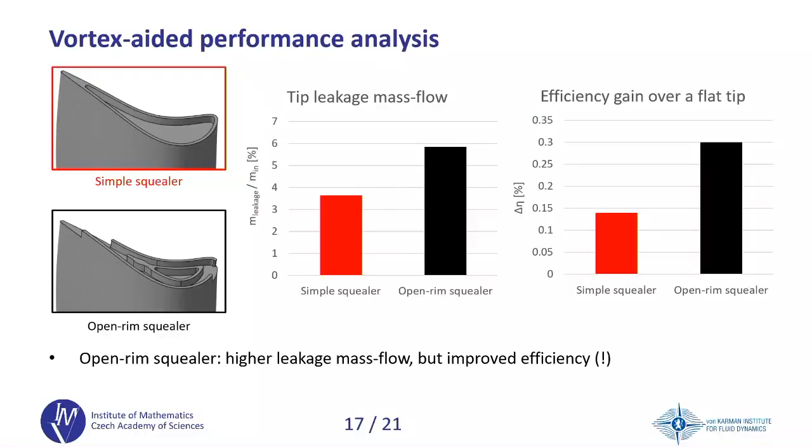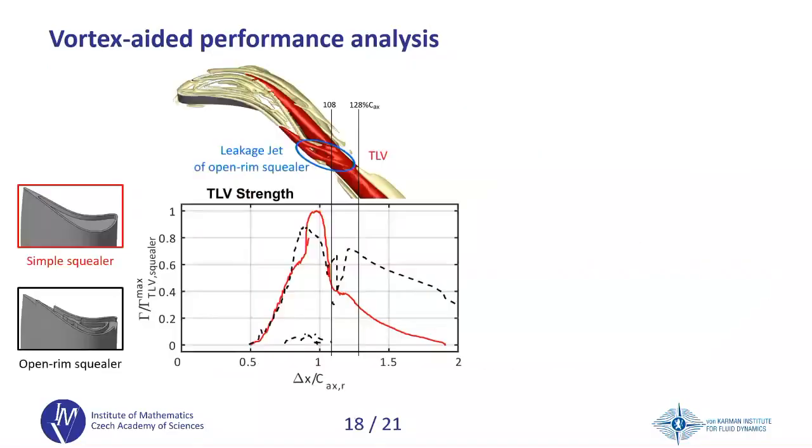But to our surprise, when we evaluated the efficiency, this design seemed more efficient, even though the leakage mass flow was increased. So how was that possible? And this is where the quantitative analysis of vortices is very useful, where you can compare the strength of the vortex for those different designs.